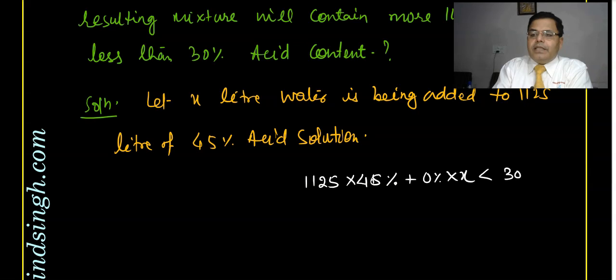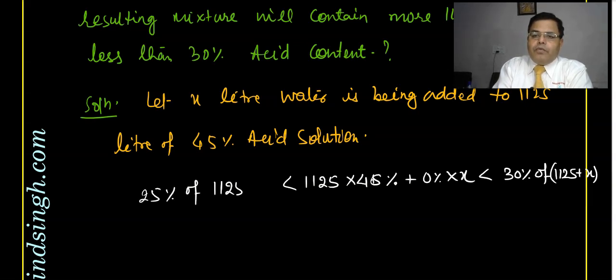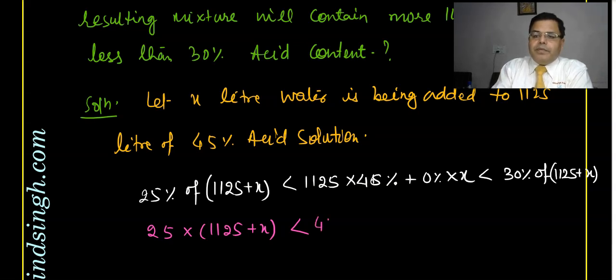So this is less than 30% of (1125 plus x), in a similar way to what we did earlier, and that will also be more than 25% of (1125 plus x). We can write it further: the percent can be cancelled because there is a percent everywhere. So 25 into (1125 plus x) is less than 1125 into 45.